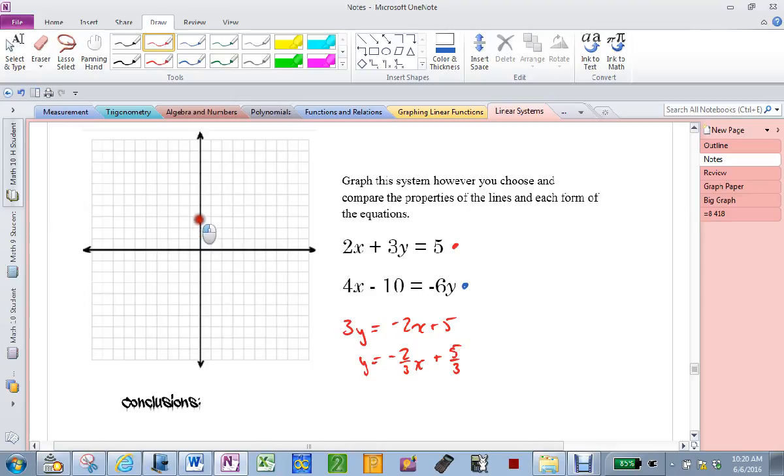So 1, 2, 3, there's 1. Should we keep the same scale on the x-axis? Of course we should, so then we can just count 2 and 3. So let's graph it. Up 3, 4, 5/3, then down 2 over 3, down 2 over 3, down 2 over 3. Draw your line.